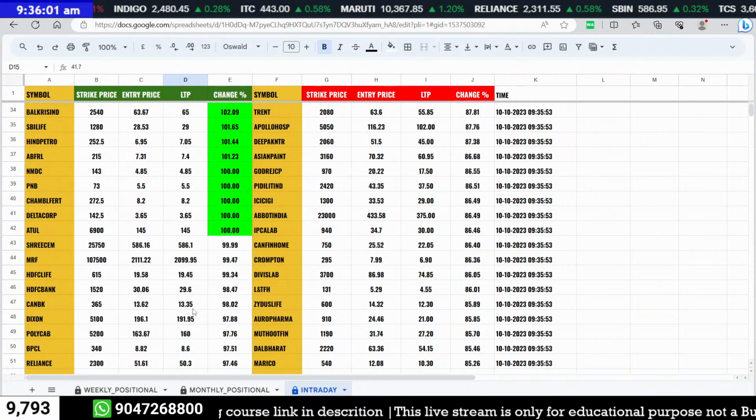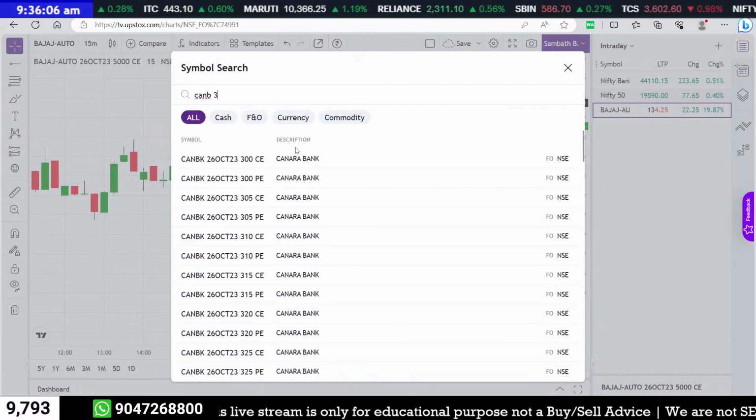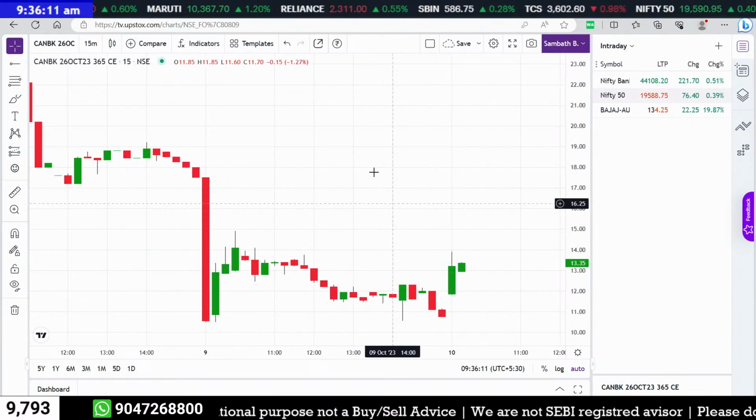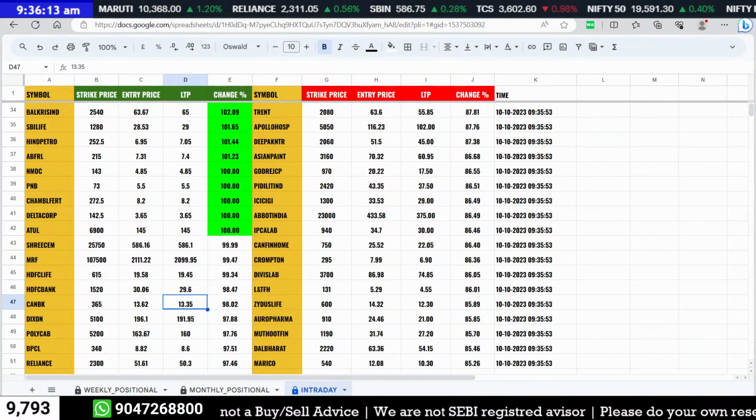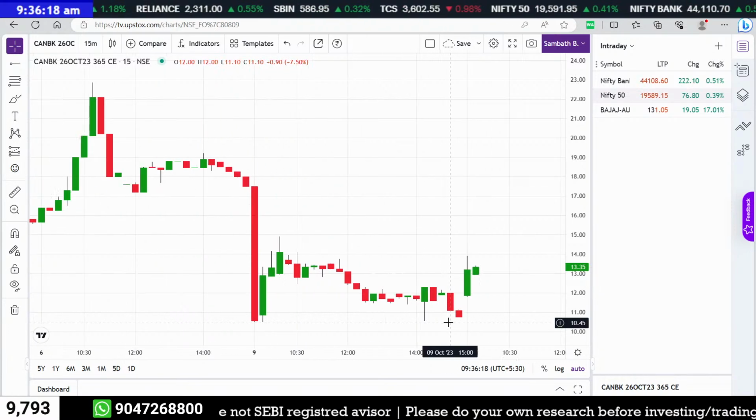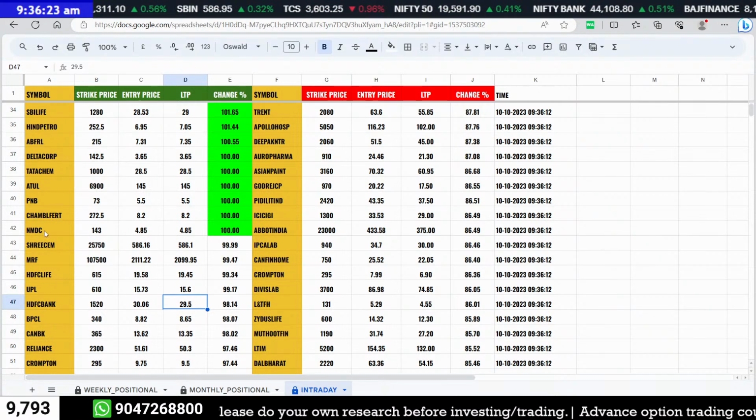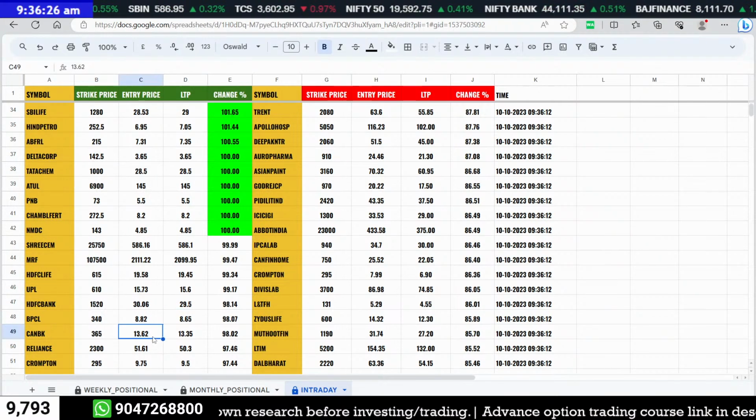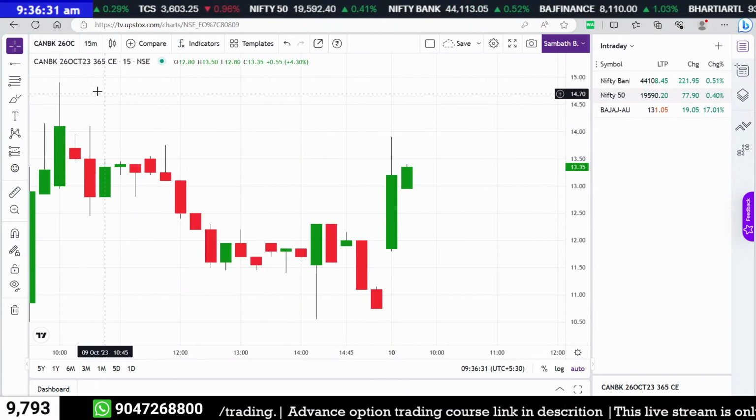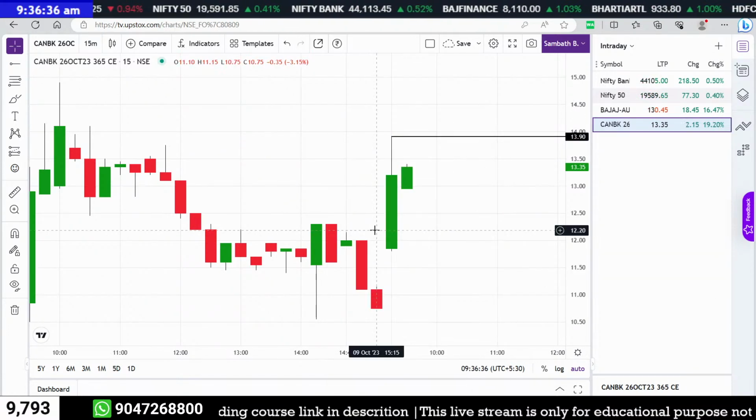Like here, Canara Bank 365 intraday. The first candle was 13.9. Our breakout point is 13.6. Already triggered in the first candle, and after this lower level, we find some opportunity around 13.6, maybe 13.7. The high is around 13.9. So we can also focus on this one if it crosses above 13.9, and just look for an opportunity.